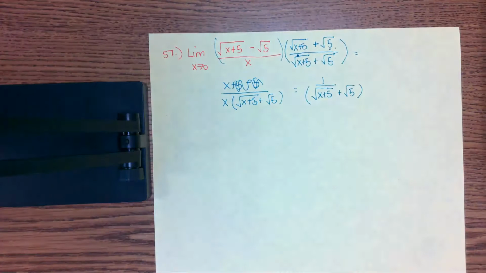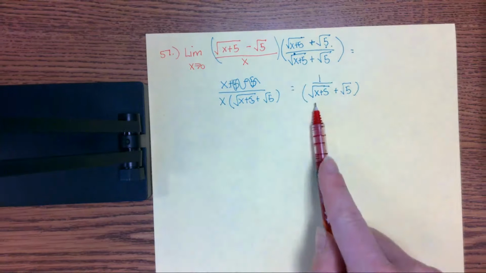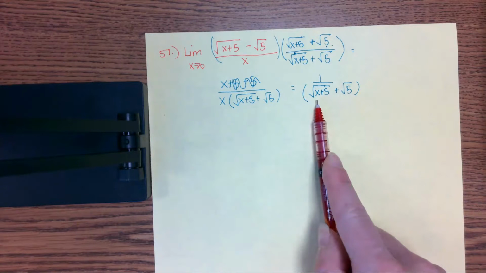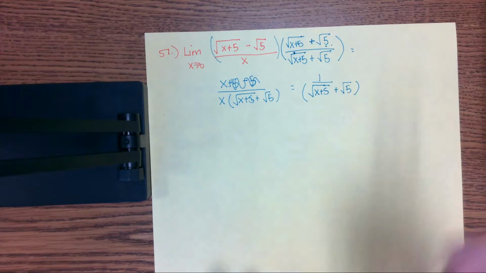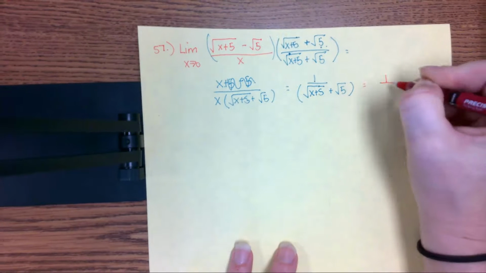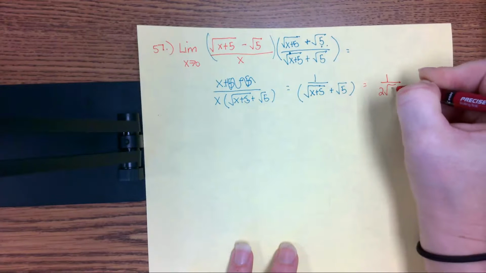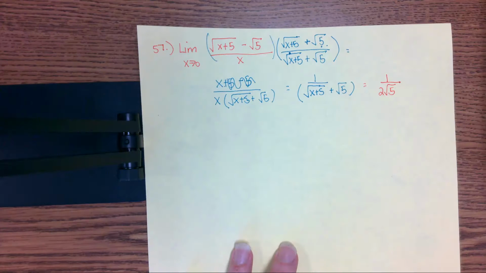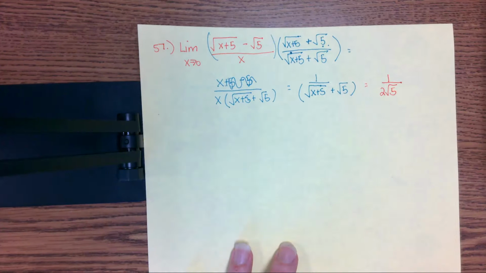Now we should be able to evaluate the limit as x goes to 0. So we put in 0 here, and we have 1 over root 5 plus root 5. I'm going to just write that as 1 over 2 root 5. And you can leave it like that. You don't have to worry about rationalizing it.